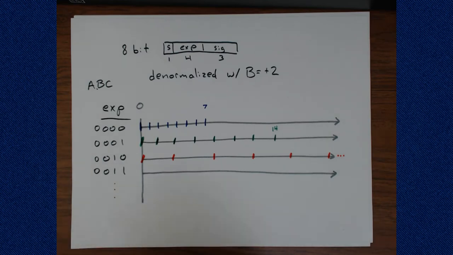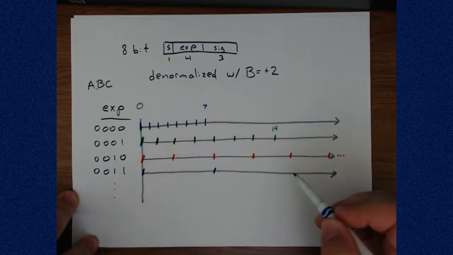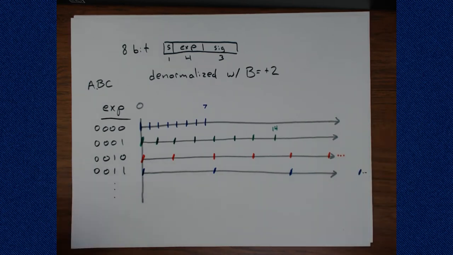Then when we go up again, we'll get another one that goes twice as far as the previous. So 1, 2, 3, 4, etc. Right. So what does this mean?